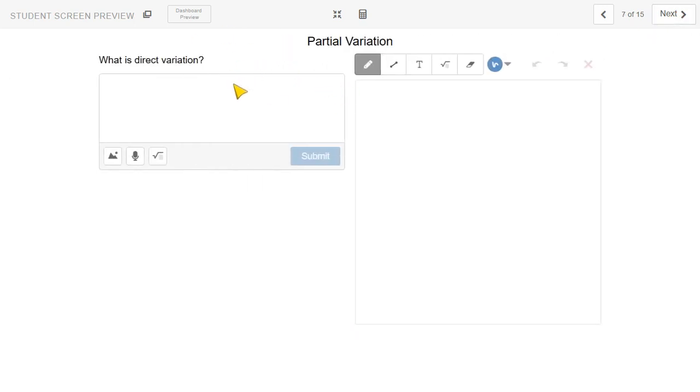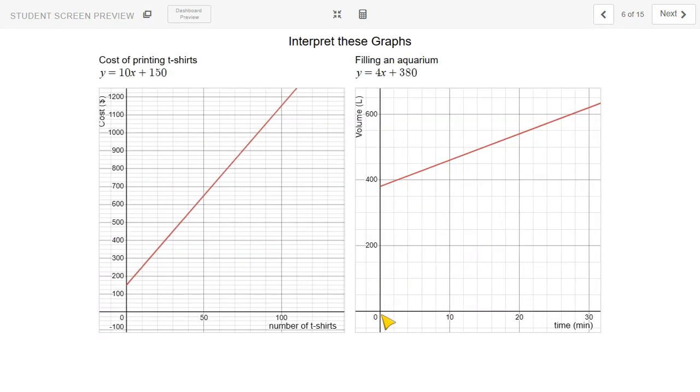Now, a partial variation, once again, also has two variables that are related to each other by a rate of change, but the difference is none of these go through the origin. They all start somewhere else. So it's partially related because even if I didn't deal with the rate of change, I still have to start at a value that's greater than 0.